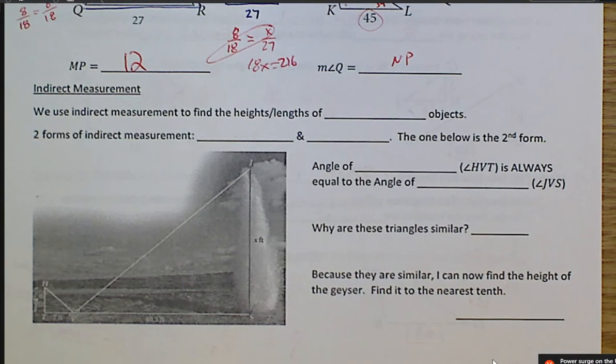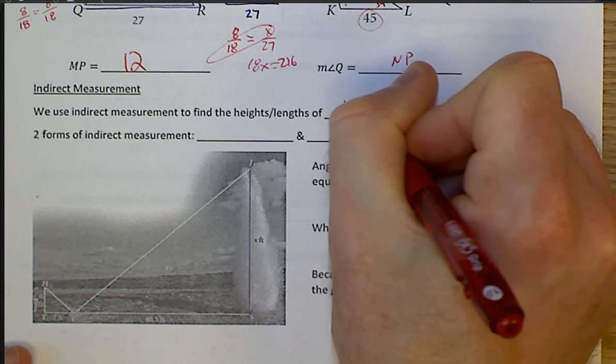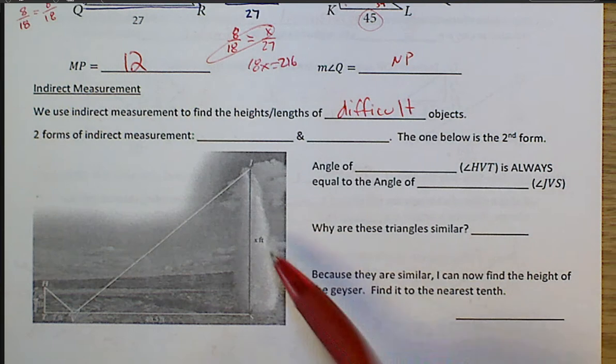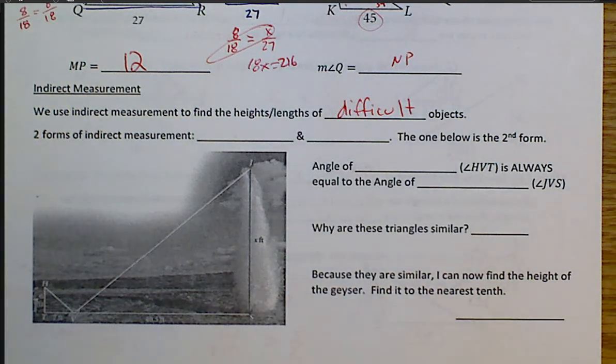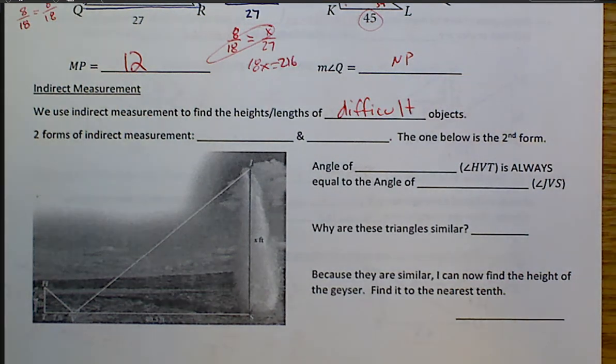So let's talk about indirect measurement. We use indirect measurement to find the heights and lengths of difficult objects. Like this massive geyser that's just exploding through the air, or if you wanted to find the height of a really tall tree. You can't physically take a tape measure and do it. It's things that would be really hard to measure by hand, okay? And so we use indirect measurement to do that.